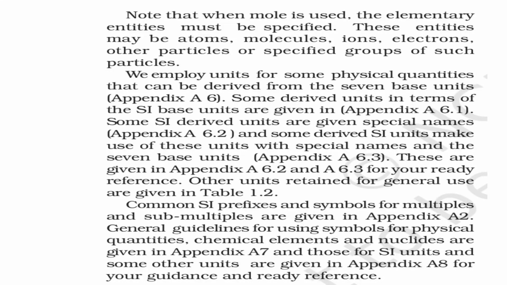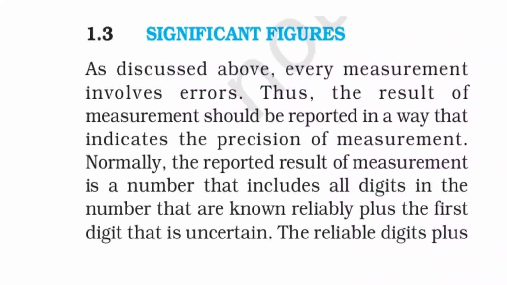Common SI prefixes and symbols for multiples and submultiples are given in Appendix A2. General guidelines for using symbols for physical quantities, chemical elements and nuclides are given in Appendix A7. And those for SI units and some other units are given in Appendix A8 for your guidance and ready reference.